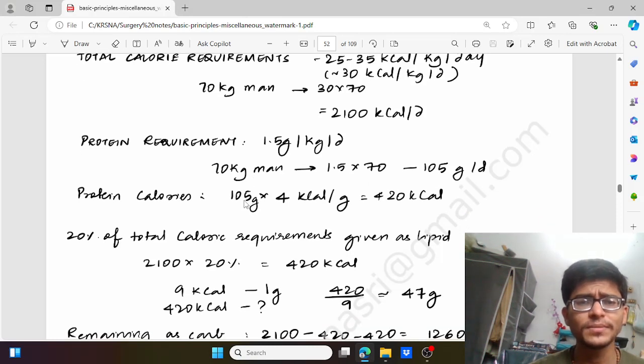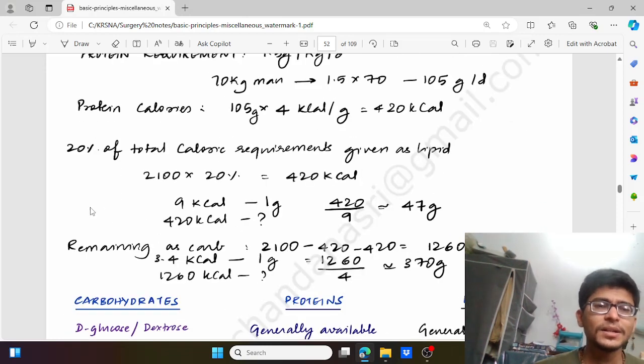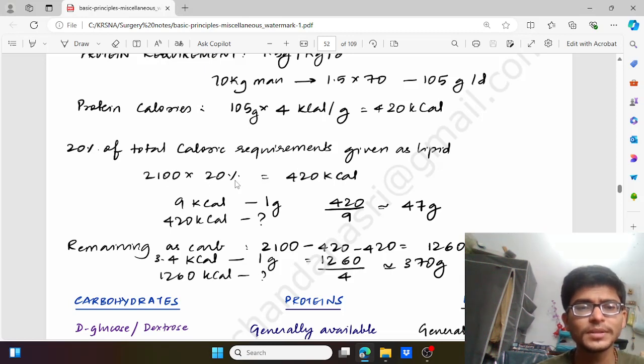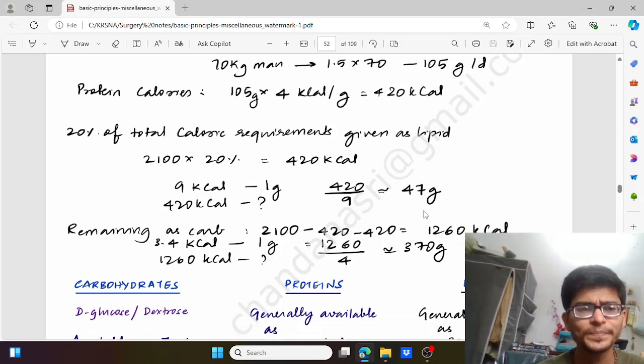Protein containing calories, 1 gram protein contain 4 kilocalorie. So 105 gram protein will contain 420 kilocalorie. And we have to remember that 20% of the total caloric requirement is normally given by lipids. So 2100 into 0.2, that will be around 420 kilocalories. So each gram of fat gives 9 kilocalories. So 420 kilocalories will be given by 47 grams.